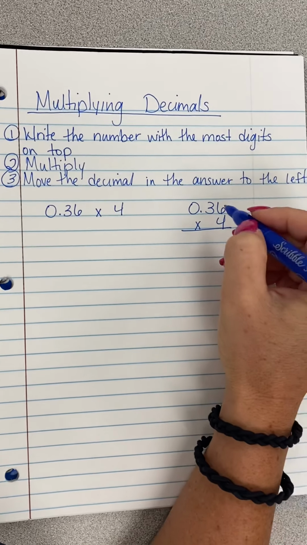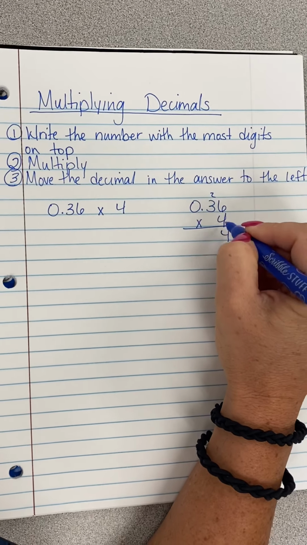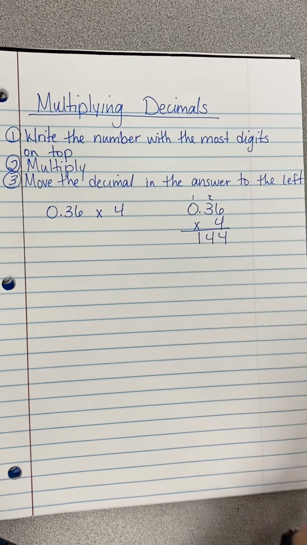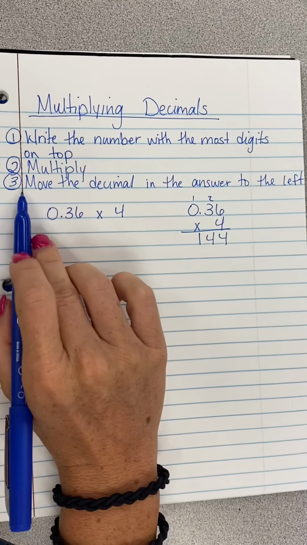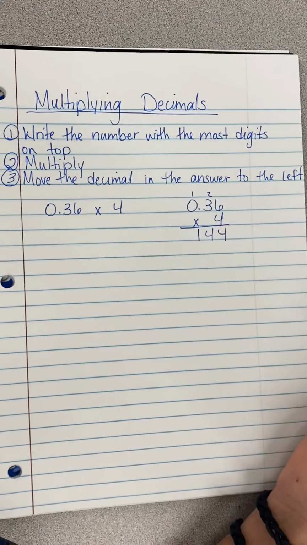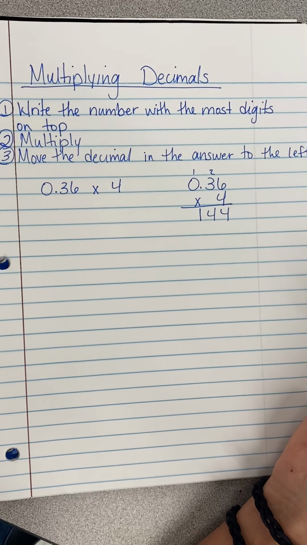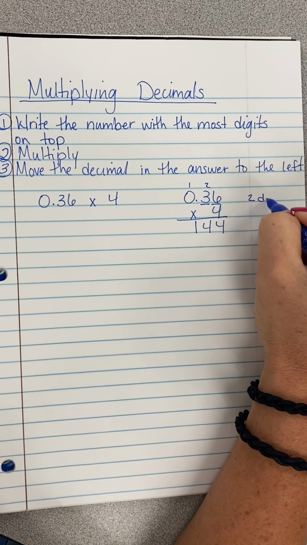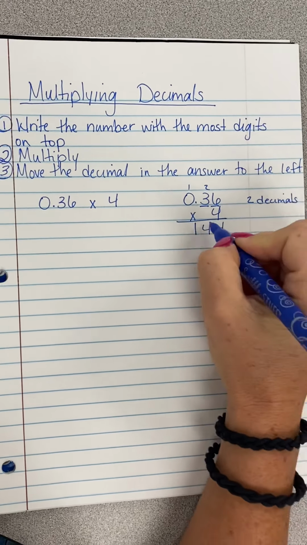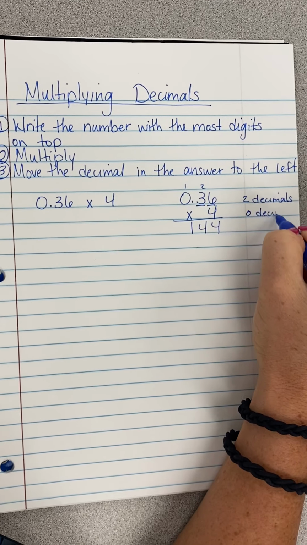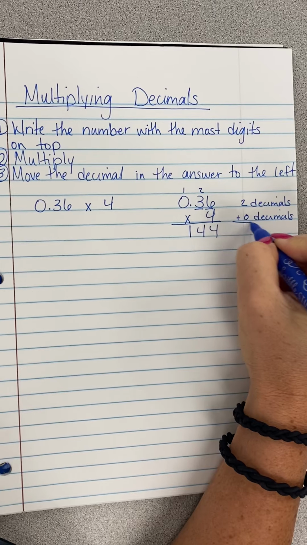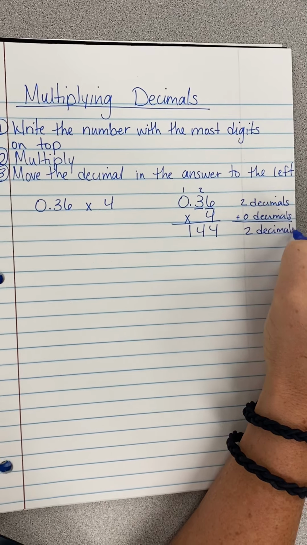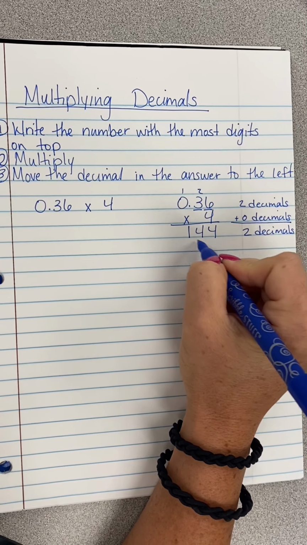You multiply just like normal. 6 times 4, 3 times 4 plus 2, 4 times 0 plus 1. Step number 3, move the decimal in the answer to the left. How do you know how far to the left you need to go? You count the decimals in the factors. This one has 2 decimals. This one has 0 decimals. We add the number of decimals in the 2 factors. There's only 2 decimals. So I move my decimal to the left 2 times.